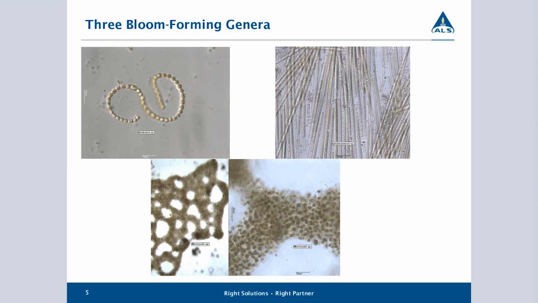So these are three bloom-forming genera. We have Anabaena in the top left, Aphanizomenon on the right, and Microcystis on the bottom. We see these regularly in samples we analyze.